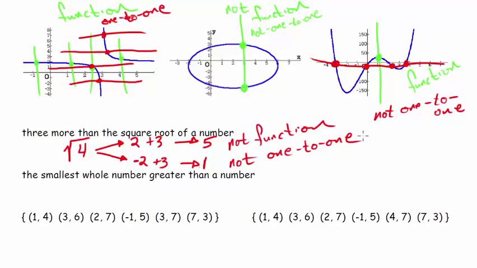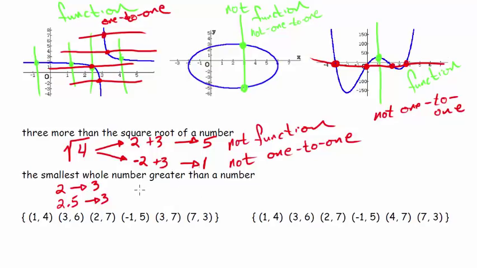Alright, the smallest whole number greater than a number. Let's say I pick 2. The smallest whole number that is greater than 2 would be 3. Okay, let's say I pick 2.5. The smallest whole number greater than 2.5 is 3.